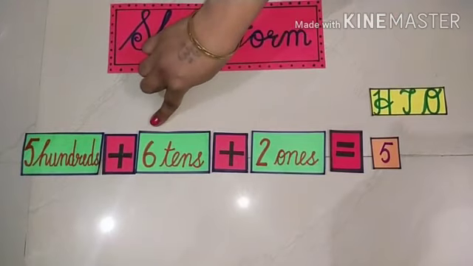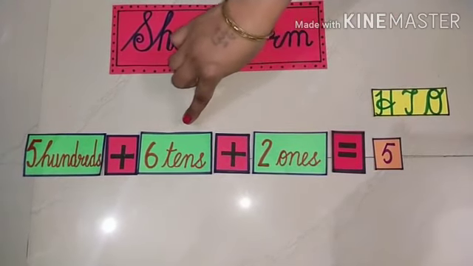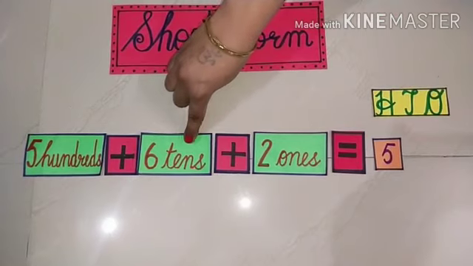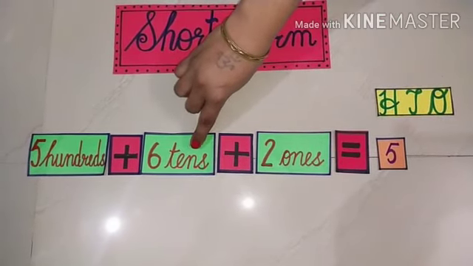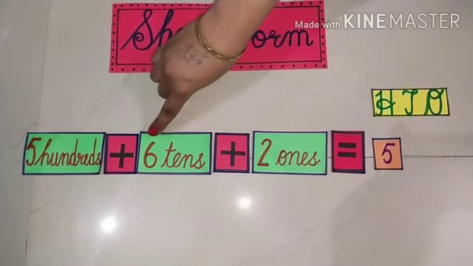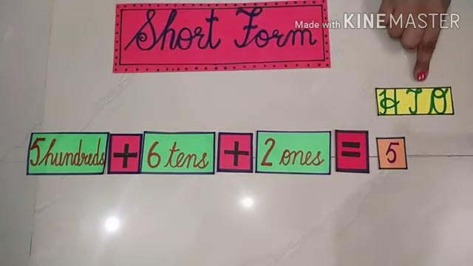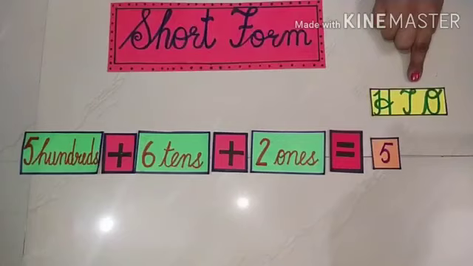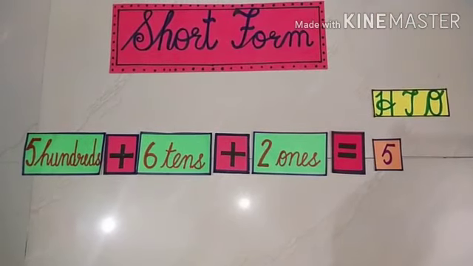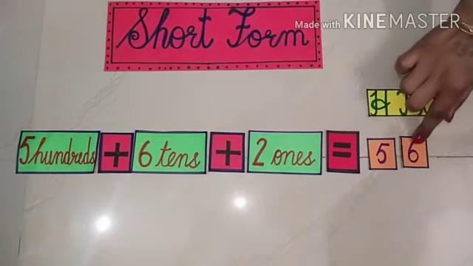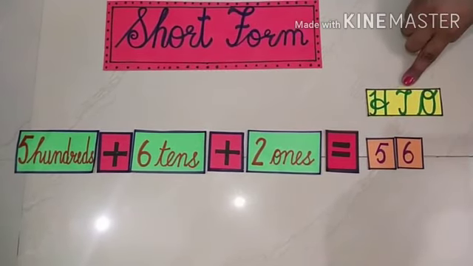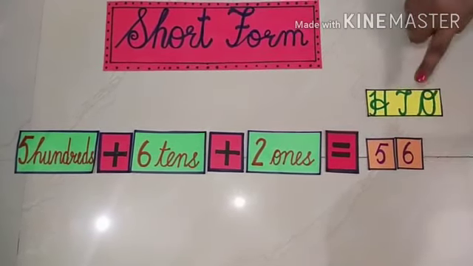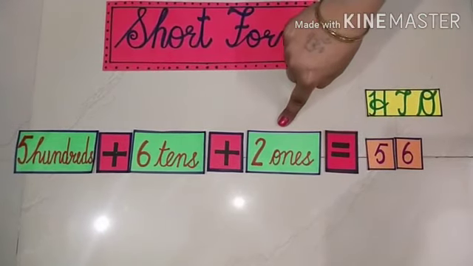6 tenths. Here, tenths is the place of 6. And T also stands for tenths. So, we can write number 6 here. It means 6 tenths. Now read this.